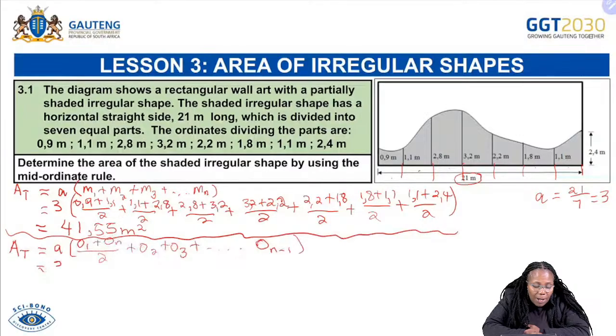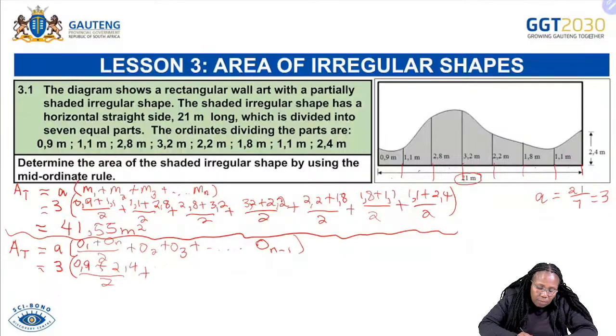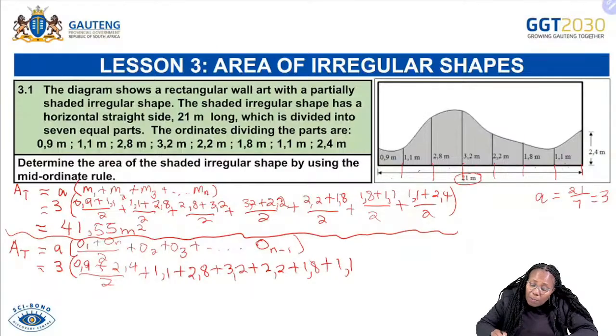And then the equal parts is 3. And then what is ordinate 1? 0,9 plus the last ordinate 2,4 over 2. And then we can just add other ordinates here. Then that means ordinate number 2, that is 1,1, plus ordinate 3, 2,8 plus 3,2 plus 2,2 plus 1,8 plus 1,1. And then remember you need to stop there.